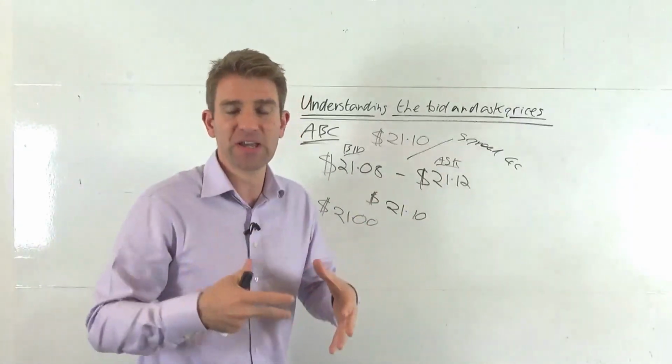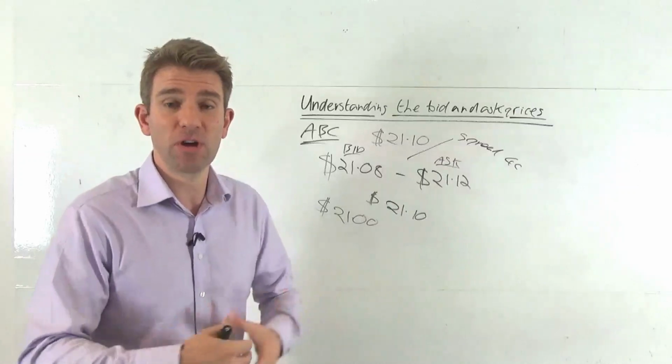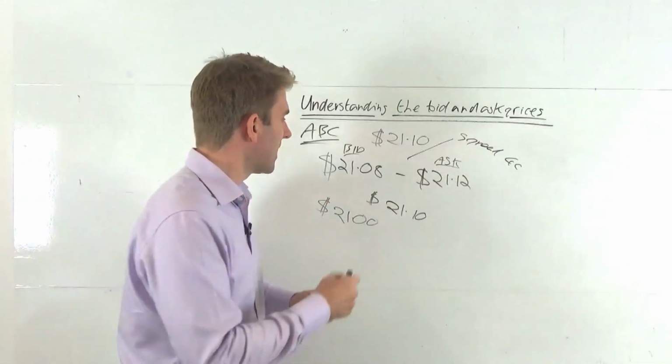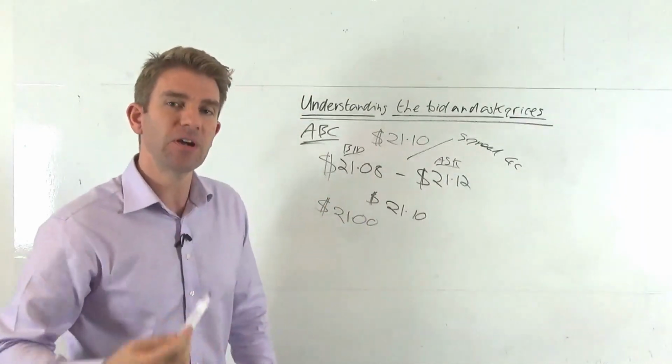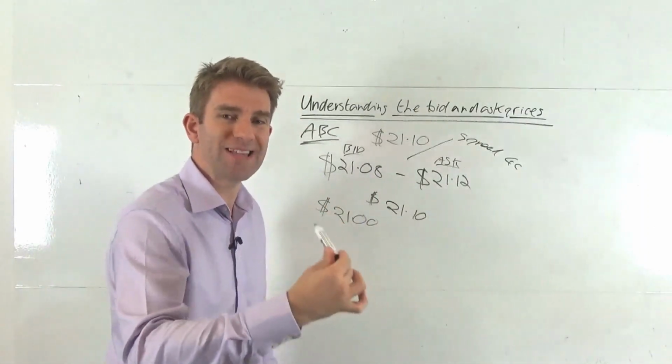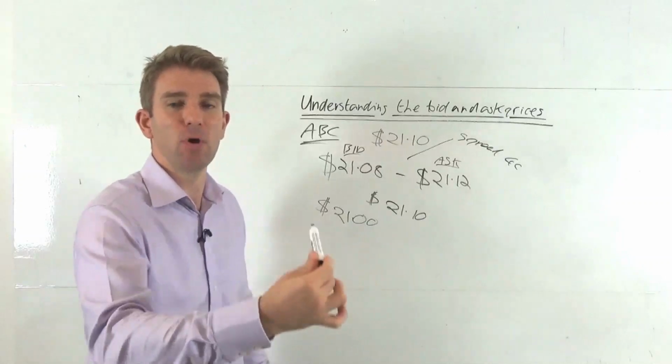But if you had direct access, which more advanced investors and traders do, obviously institutions do, that then will change the bid price, because the bid price is the highest price that someone is willing to pay for that stock at that moment in time.